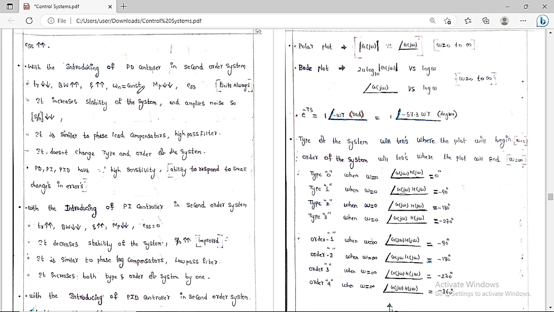And omega n is always constant. The peak overshoot will decrease, because zeta and peak overshoot are inversely proportional. As zeta increases, the peak overshoot will decrease. And ESS, the steady state error, will always have some finite value. It is going to increase the stability of the system, and it is going to amplify the noise, so the signal to noise ratio will decrease.